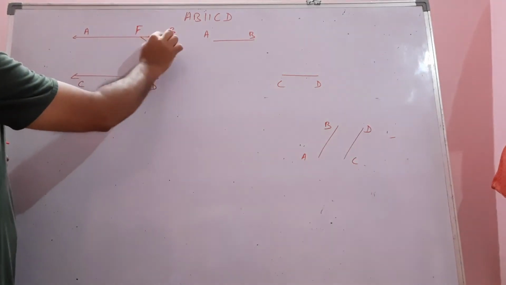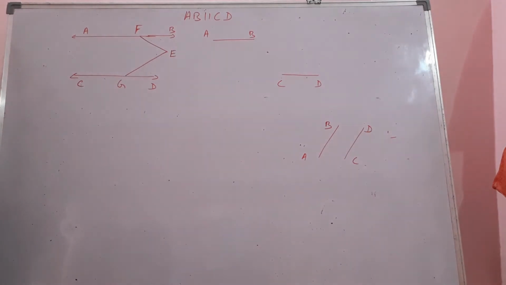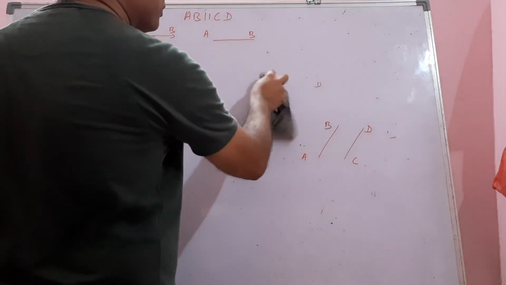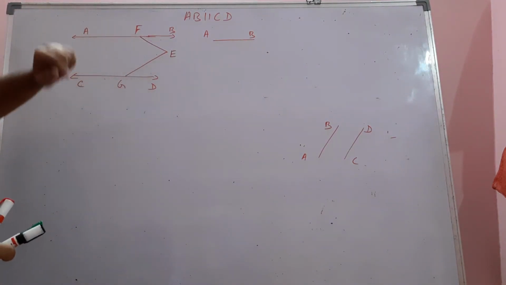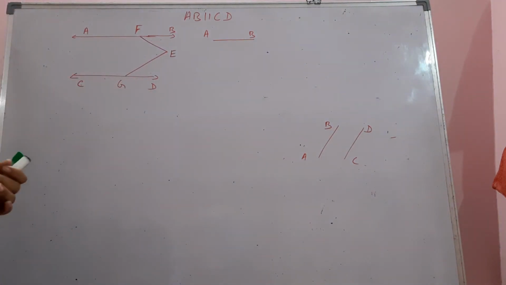EF can intersect AB only. EG can intersect CD only. They cannot intersect both of them. They can intersect one of them. EF can intersect only AB, EG can intersect only CD.